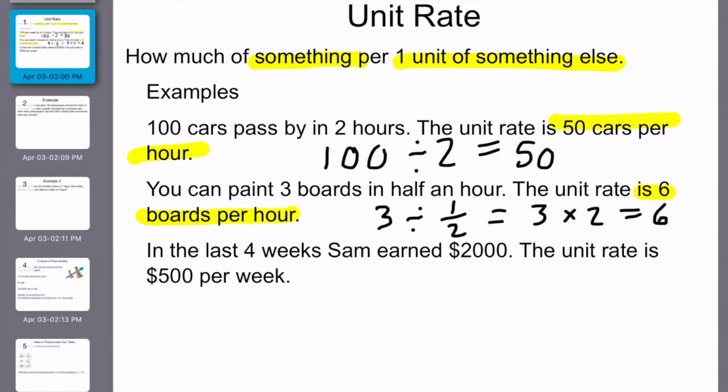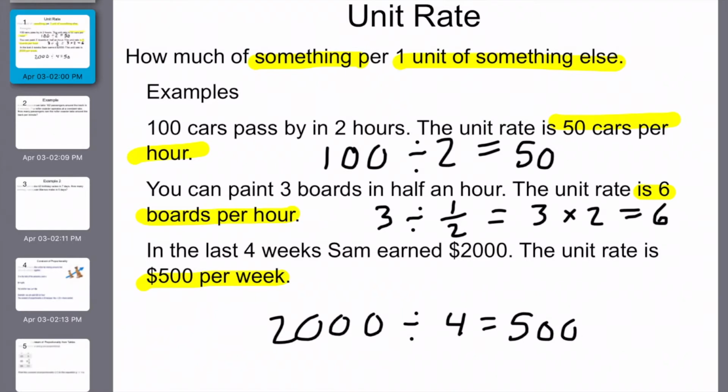And then one last example. In the last 4 weeks, Sam earned $2,000. The unit rate is $500 per week. So in this case, they want to know how much Sam makes per week. So you take the total amount, 2,000, and divide it by 4, and you get 500. All right, let's try a couple examples here.